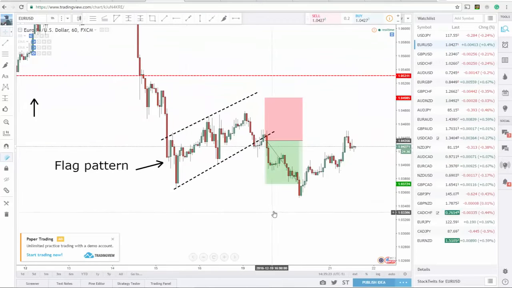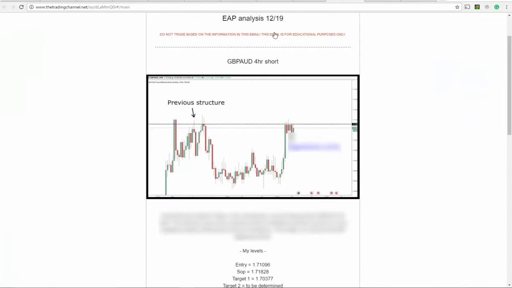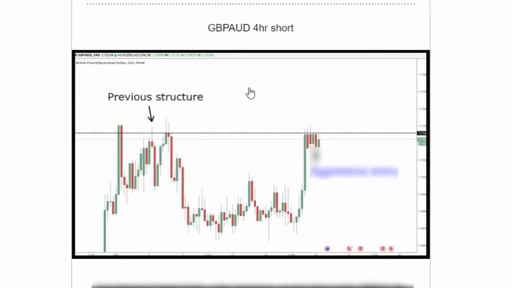So for the next trade, we spotted a nice entry on the pound Aussie. So we'll take a look at that analysis in the email first. Here's the emailed analysis for the pound Aussie trade. As you can see, this emailed analysis came out on 12/19.